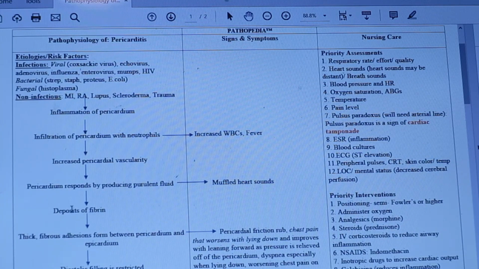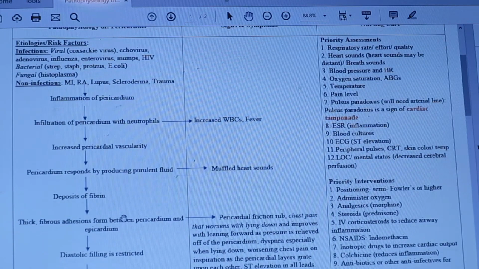Eventually, you're going to get deposits of fibrin, because we know that with the initiation of massive inflammation, such as with pericarditis and such as with DIC, for instance, the coagulation cascade also gets initiated. So you have deposits of fibrin. Those deposits of fibrin, which are clotting factors, lead to thick fibrous adhesions forming between those two layers of the pericardium and the epicardium.